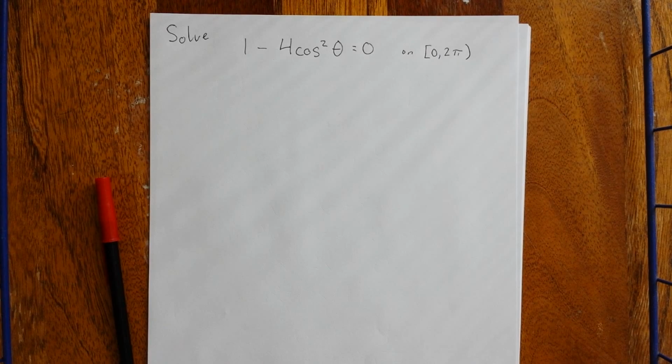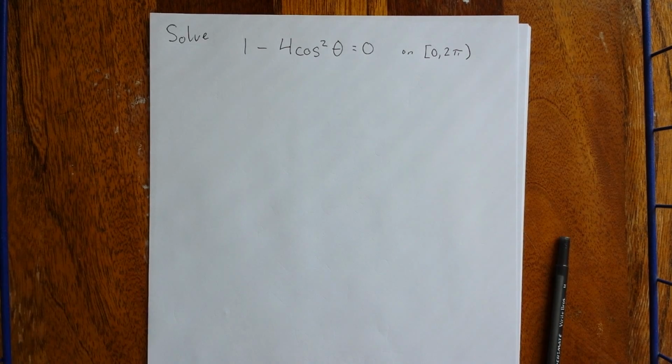Today we are going to be solving a trigonometric equation. Today we've got: solve 1 minus 4 times the cosine squared of theta is equal to 0. And we're going to solve this on the interval 0 to 2 pi, where we're allowed to include 0 but not 2 pi. As we're about to find out, we don't really need either one of them.